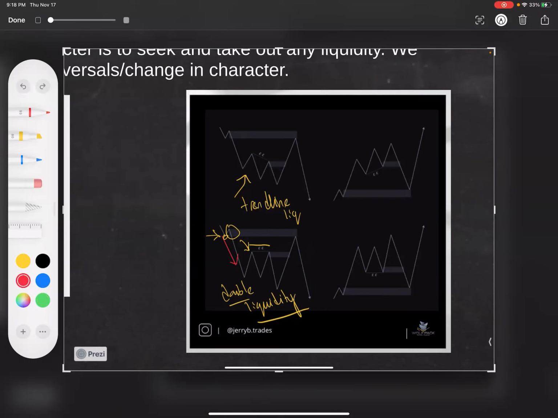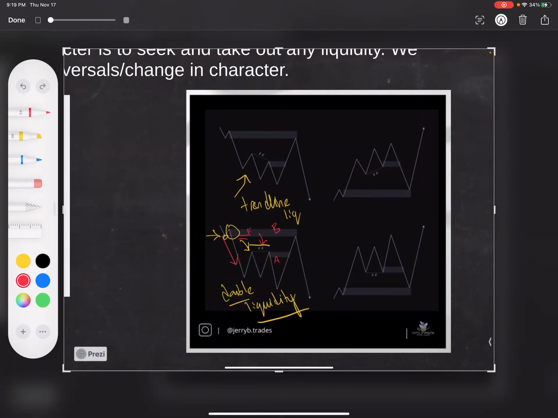So in this case, we have two zones. We have zone A, and we have zone B. It wouldn't make sense to target zone A because there's still resting liquidity up here that institutions may be targeting based upon the previously left behind fair value gap. So whenever price moves down aggressively, there's imbalances that are left behind.